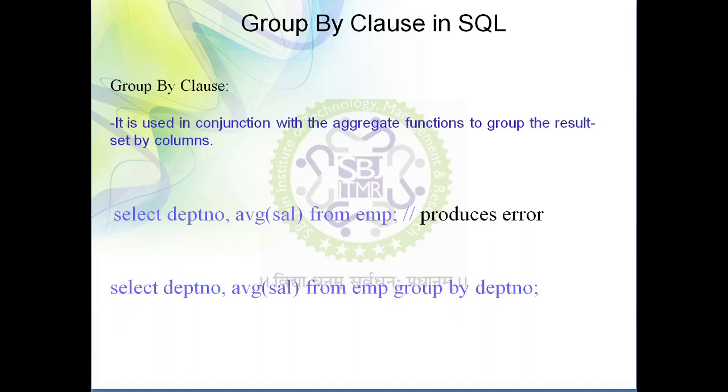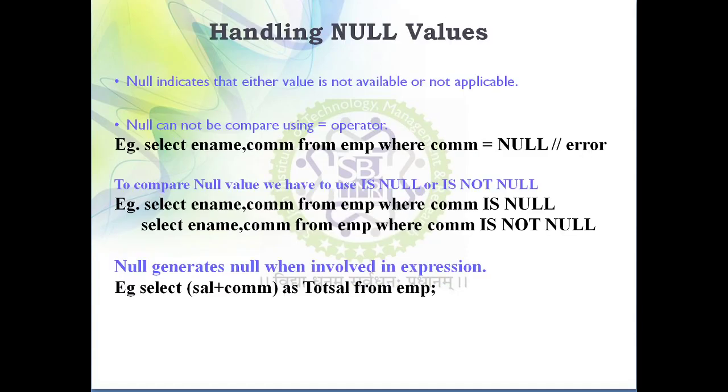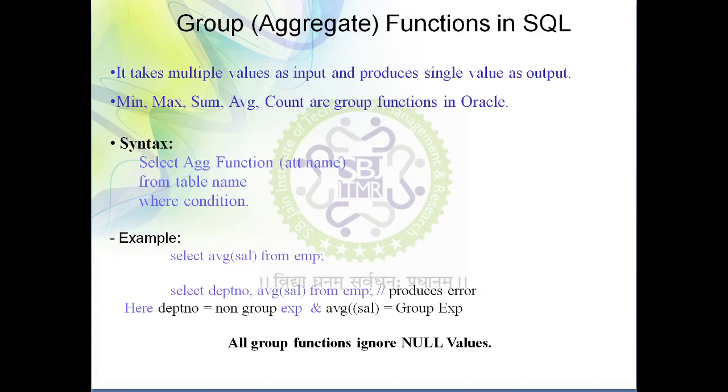Now the next topic is the group by clause. Before this, we have seen one particular query: select department number, average of sal from employee. Here I told you that you will get an error. What is the reason? Because in this case, average of sal is a group expression and department number is not a group expression. So in order to resolve this error, what is the solution?